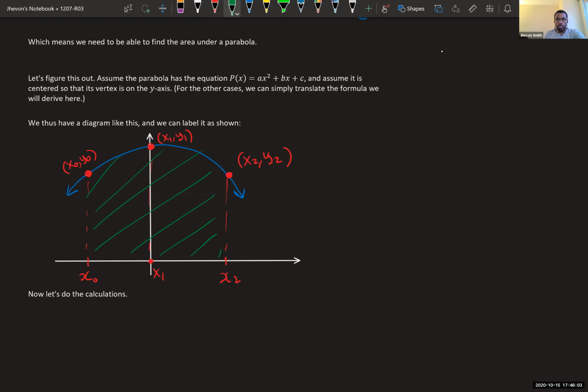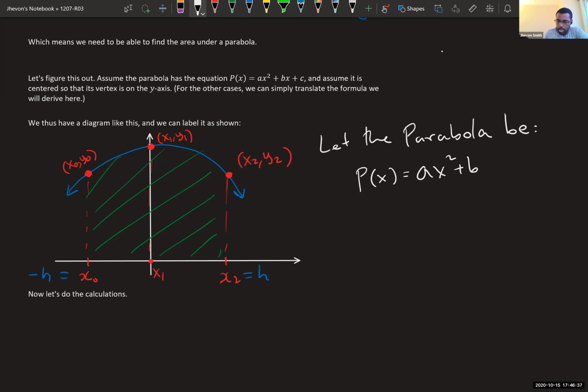Okay? And of course, if I can figure this situation out, where these are equal distance, let's say x2 is the number h, and this one is minus h, then I can shift it along to any point, and I will know how to actually get that done. So if I can figure out this situation, I can figure out all situations. That's the idea. And so let the parabola be, let's call it ax squared plus bx plus c, because I want it to be able to apply to anything, okay?